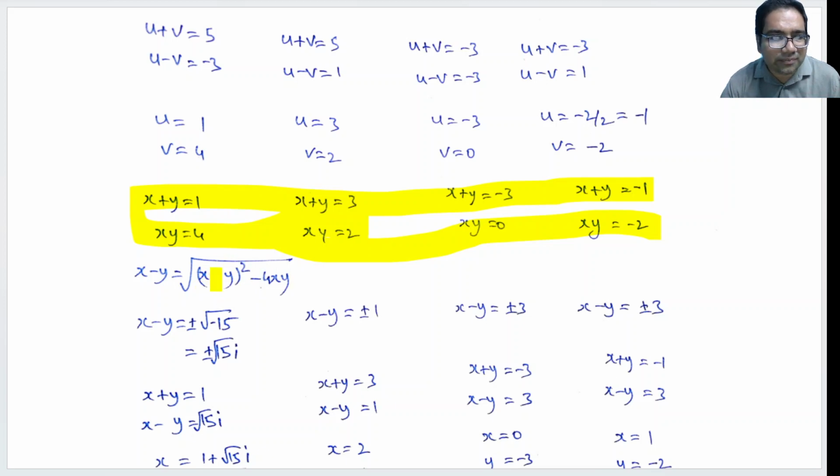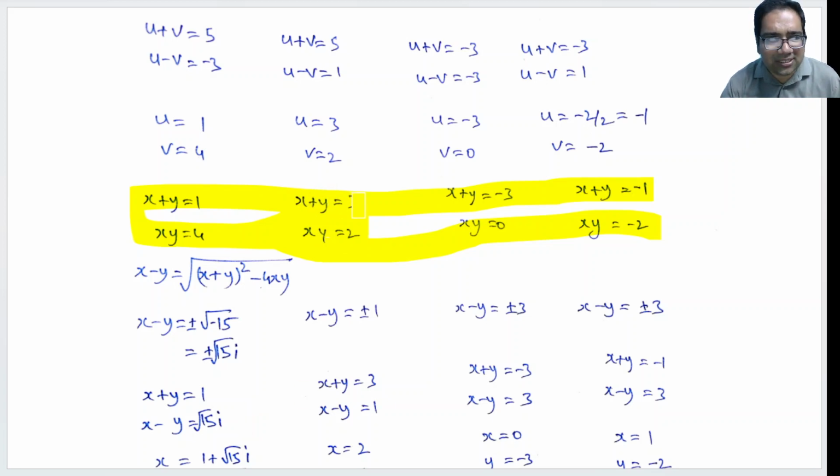Let us use this. So x plus y is 1 and xy is 4. That means x minus y becomes root of 1 minus 4 times 4, 16. That is root of minus 16. Right. So that means x minus y is plus or minus root 15 i. i square is minus 1. Right. So plus or minus root 15 i. We are getting imaginary solutions here, not real solutions. So x plus y is 1 and x minus y can be plus root 15 i, or x minus y can be minus root 15 i. Right.